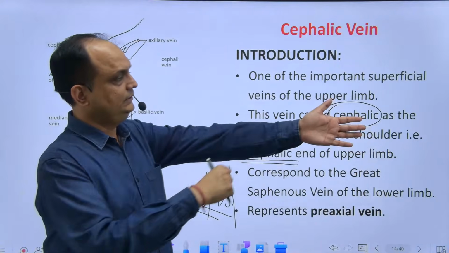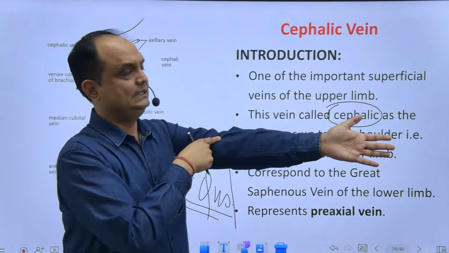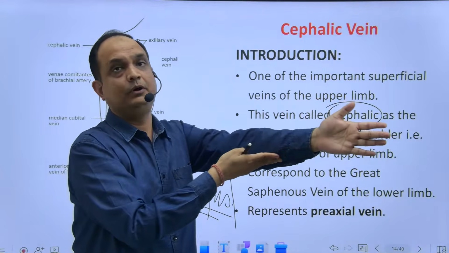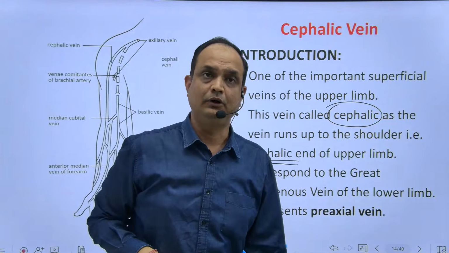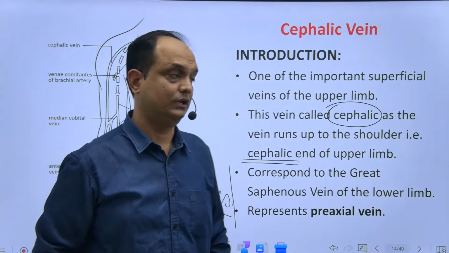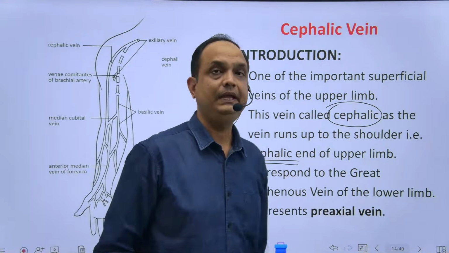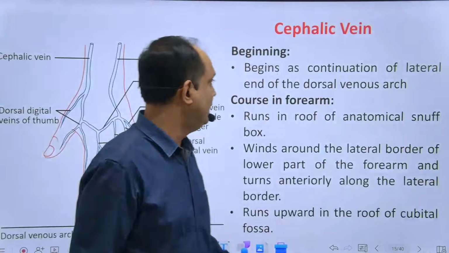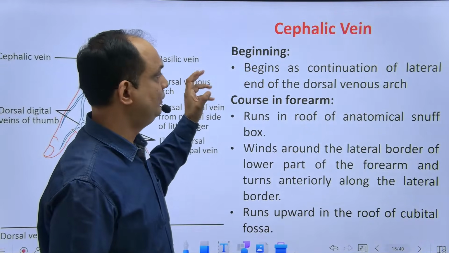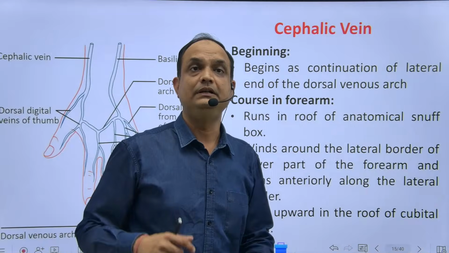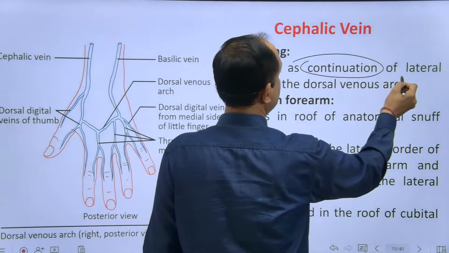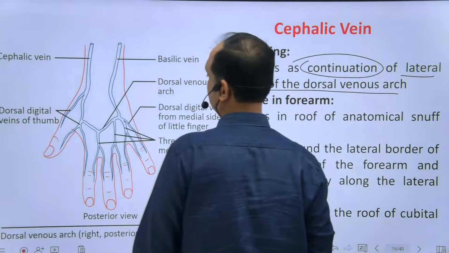Now embryologically, this upper limb has the outer border known as the pre-axial border and the inner border known as the post-axial border. So this cephalic vein is running on the pre-axial border, that's why it is known as the pre-axial vein. Now we have to understand its beginning and the course. From where does it begin? I told you it begins from the lateral end of the dorsal venous arch. So it is a continuation of the lateral end of the dorsal venous arch.